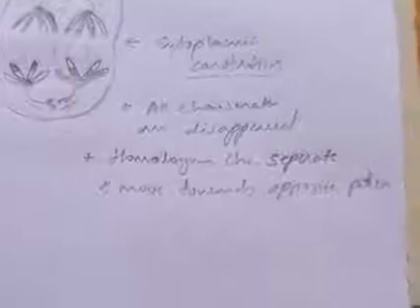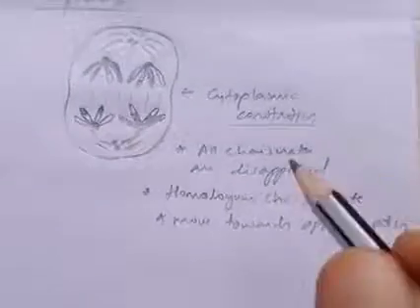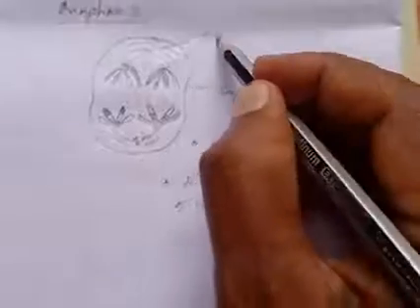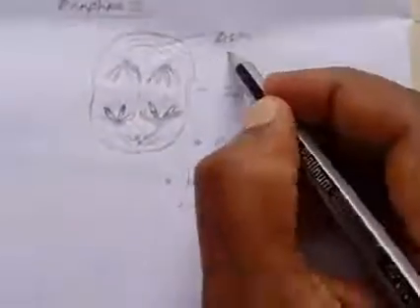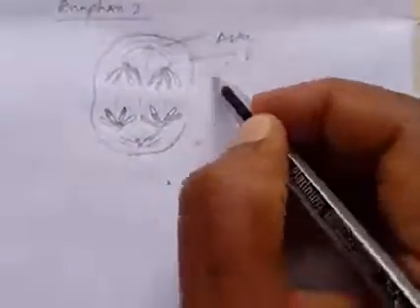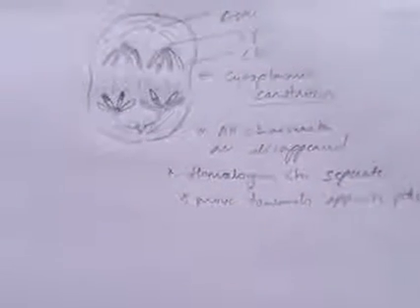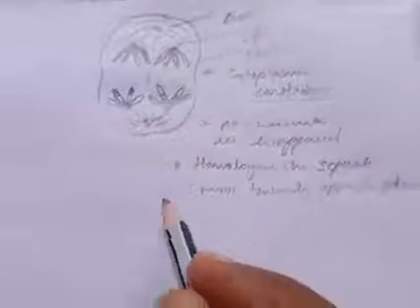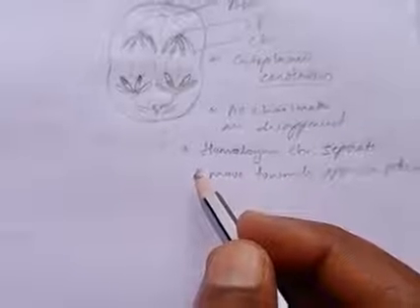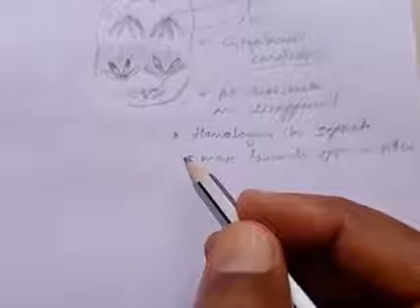So these are the points we should remember in the anaphase as well. This is the aster, and these are the spindle fibers, and these are the chromosomes, right? So these are the changes we observed here in the anaphase.